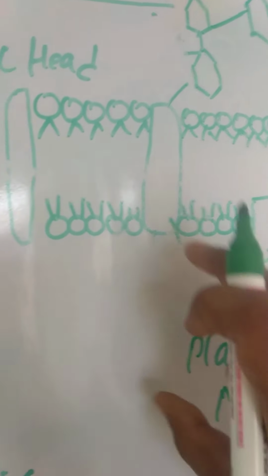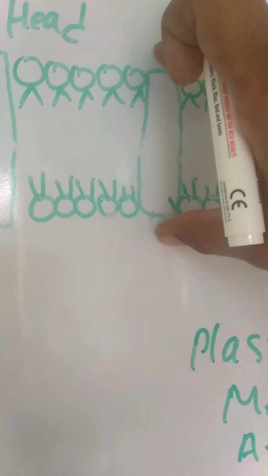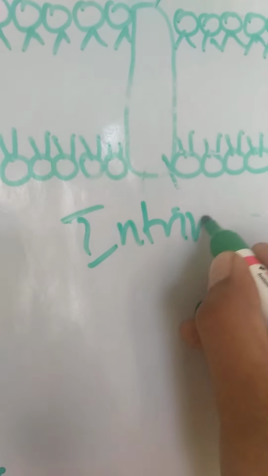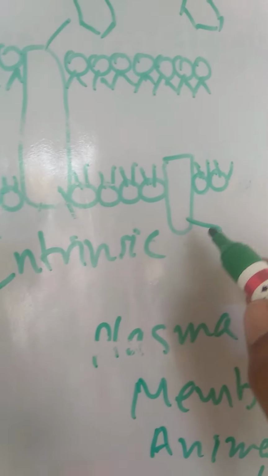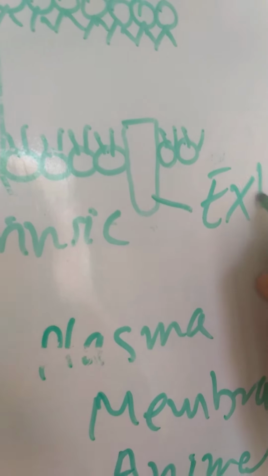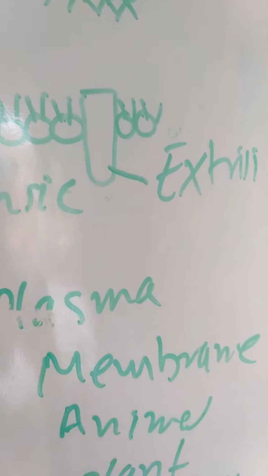One protein which is present in between both lipid layers is called intrinsic protein. Intrinsic means inside, intrinsic protein. The protein which is situated or located outside only is called extrinsic protein. Okay, it is very easy to learn, ex and in.